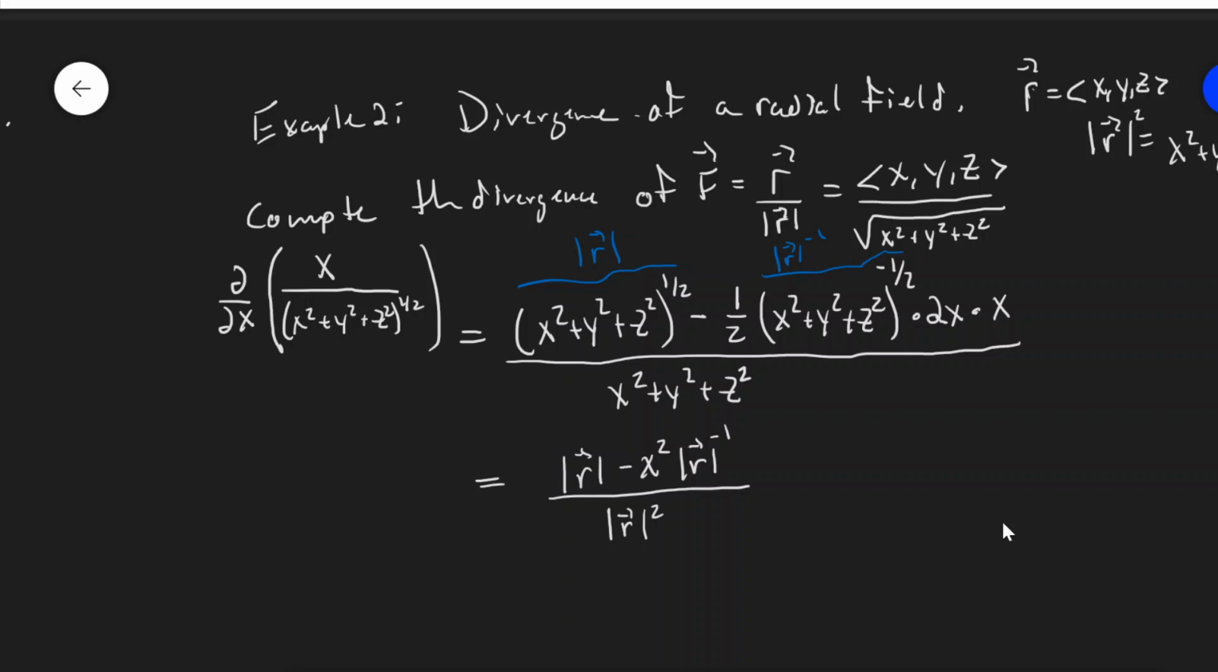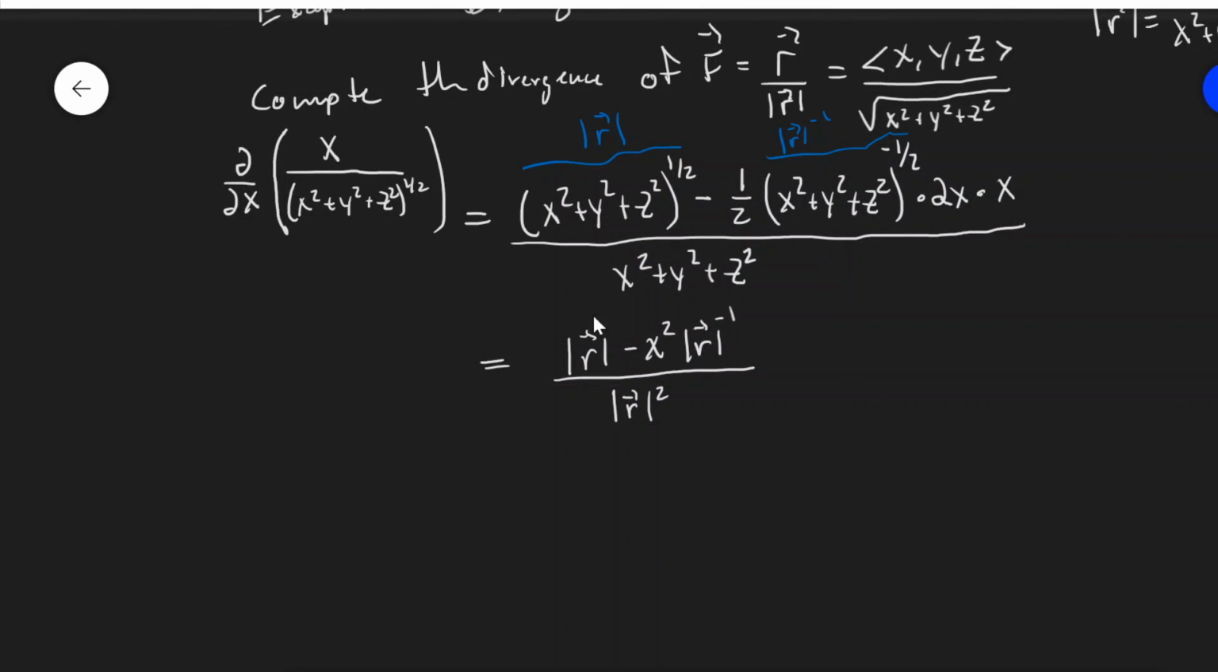So just simplifying this a little bit further, it looks like I have this r to the negative 1 I can put on the bottom, but that means it'll affect this. So what I'm going to do is essentially factor out magnitude of r to the negative 1 and then distribute that to the bottom. So what this will look like is magnitude r squared minus x squared all over magnitude r cubed. So that's what the partial derivative of the x component of my vector field looks like with respect to x.